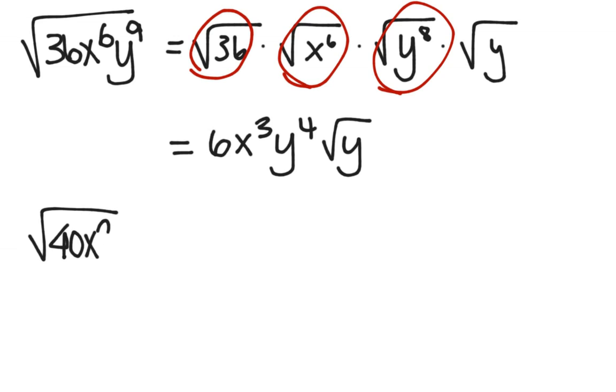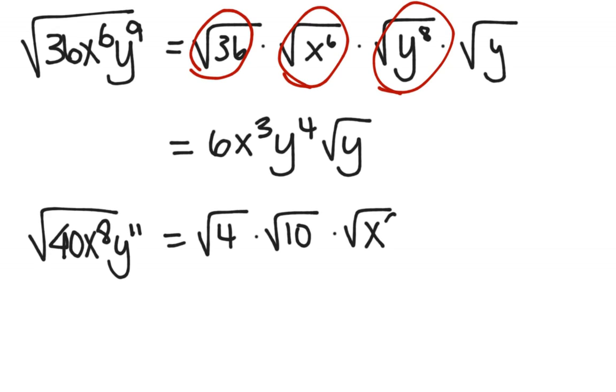40, x to the 8th, y to the 11th. Now here I can't take square root of 40, however, we can simplify it as the square root of 4 times the square root of 10. And we can take square root of x to the 8th because I can divide the power of 8 by 2. Square root of y to the 11th, I need the closest power without going over, which would be y to the 10th, leaving me with y.